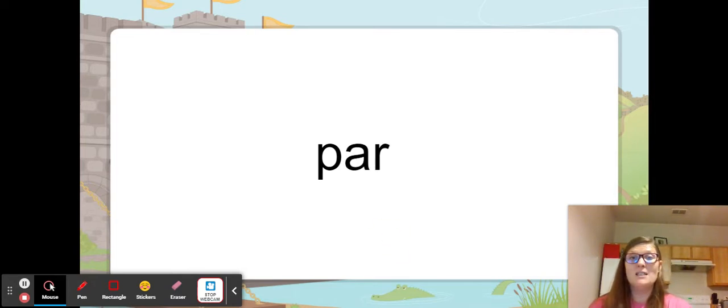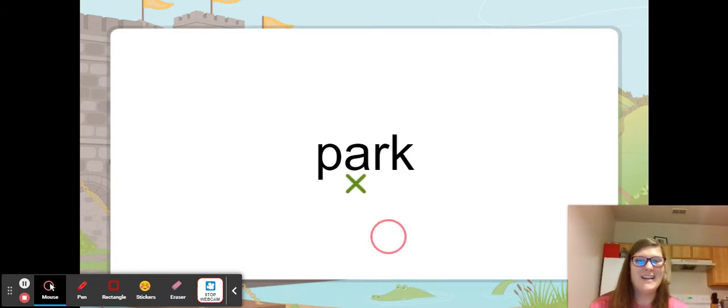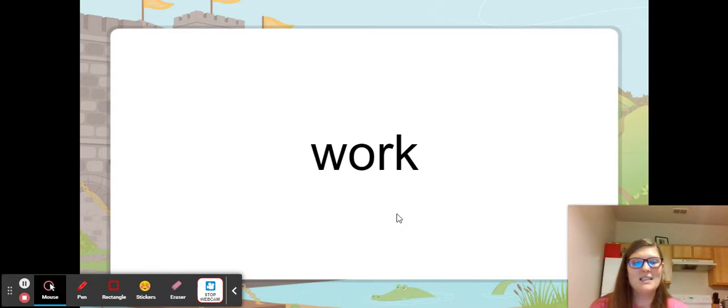All right, but look at this one. If we have another consonant sound, like in park, okay, we have that R sound, all right, then we just use the K. Same with work, we can just put the K, because we don't need to protect that vowel sound with anything else.